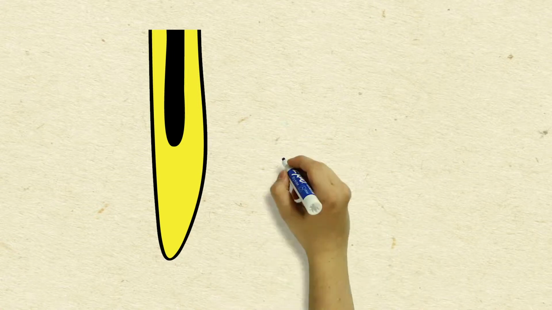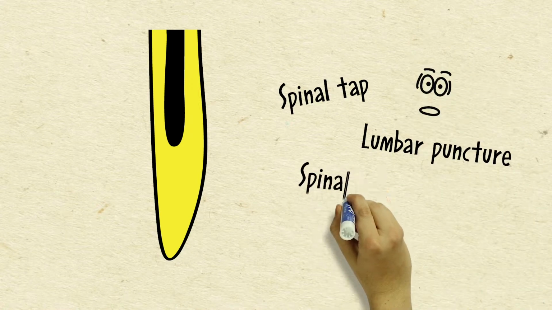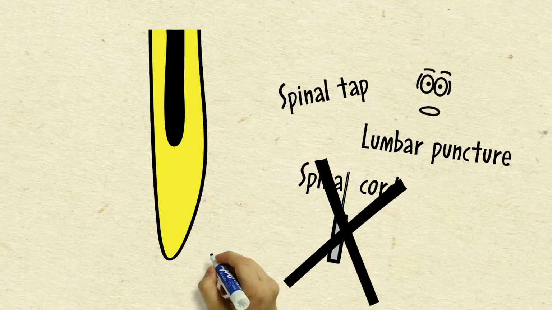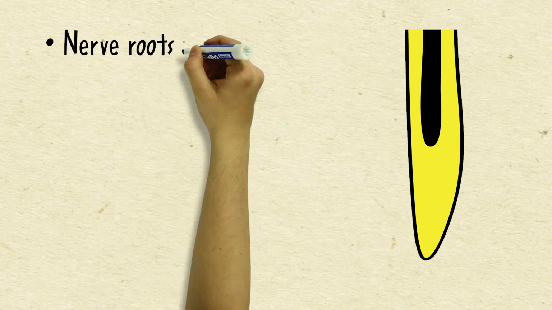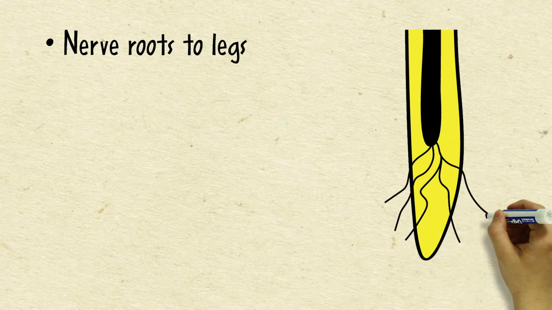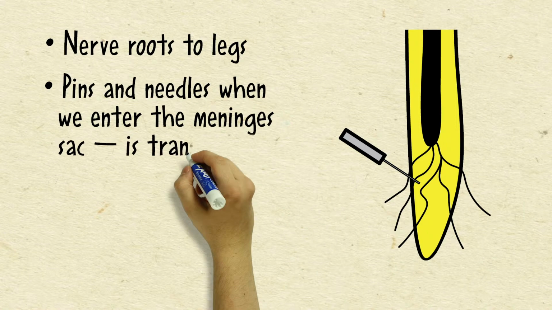That's important because the word spinal tap and lumbar puncture often conjures up scary images of punctures into the spinal cord, but that's not the case. And in fact, we want to go where the sac terminates. That being said, there are nerve roots destined for the legs that go through that sac, and sometimes when we enter the sac, there can be a brief pins and needles on either the right or the left side, but that's often transient.